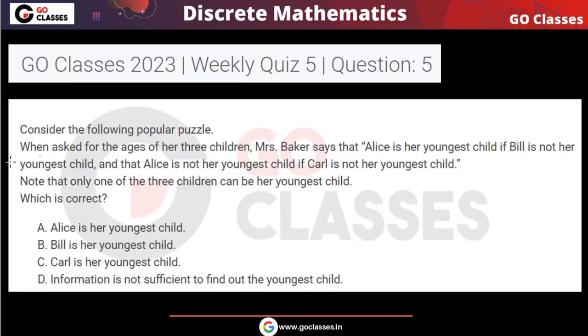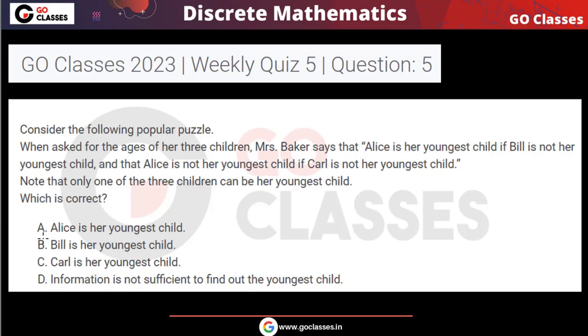This is question number 5. This is basically a popular puzzle. Now, when asked for the ages of her three children, Mrs. Baker says, okay, so this is the statement: Alice is her youngest child if Bill is not her youngest child, and Alice is not her youngest child if Carl is not her youngest child. Note that only one of the three children can be her youngest child. Which of the following is correct? So basically, the question is asking who is her youngest child.